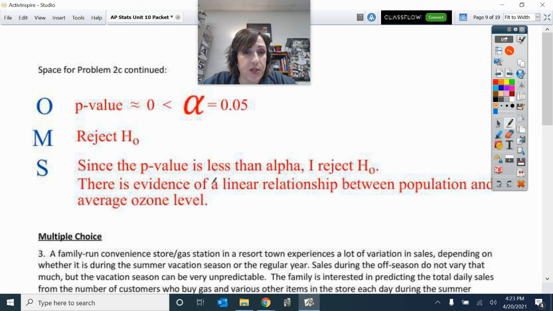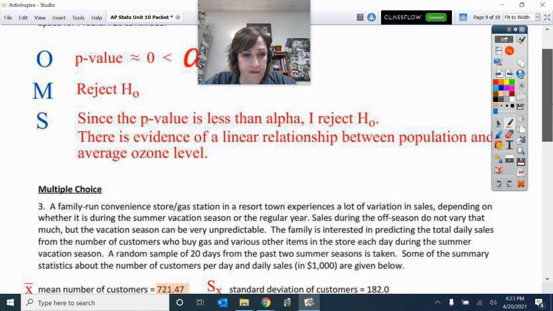All right, so our p-value is less than alpha. Since the p-value is less than alpha, I reject H0. There is evidence of a linear relationship between the population and the average ozone level. Okay, makes sense to me. But now we have statistical evidence of it.